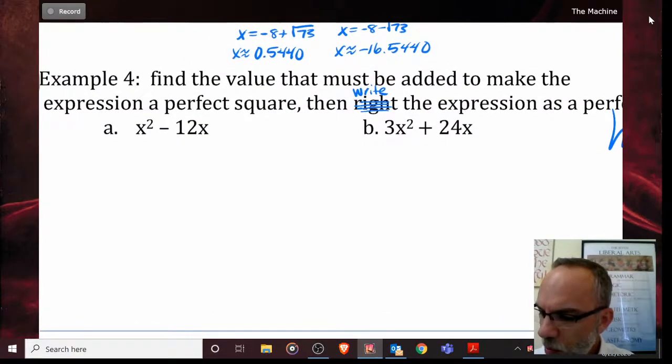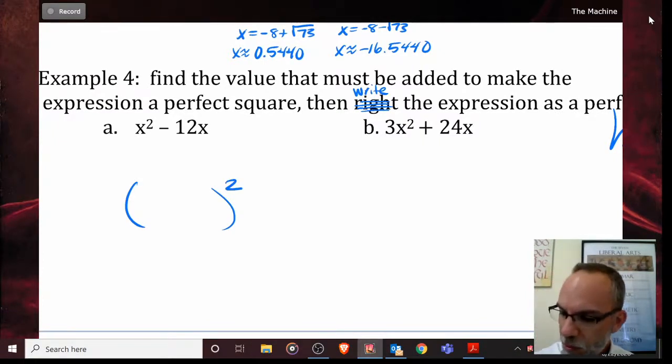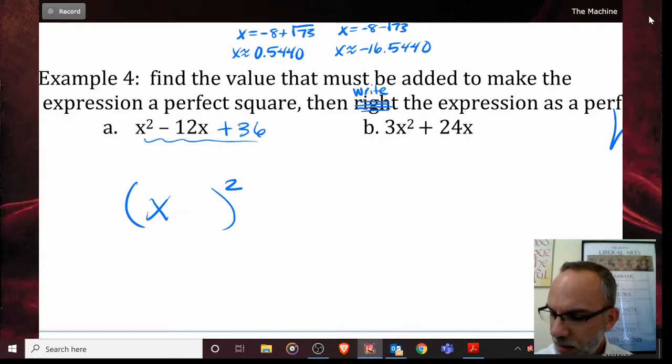All right, so what would make it a perfect square? What would make this something, something, something squared? Your coefficient here is 1, okay? So take half of 12 and square it. What's half of 12? 6. Square that, 36. So plus 36. If I added 36 right here, that would make the entire thing a perfect square trinomial, and then it would be x minus 6 quantity squared.